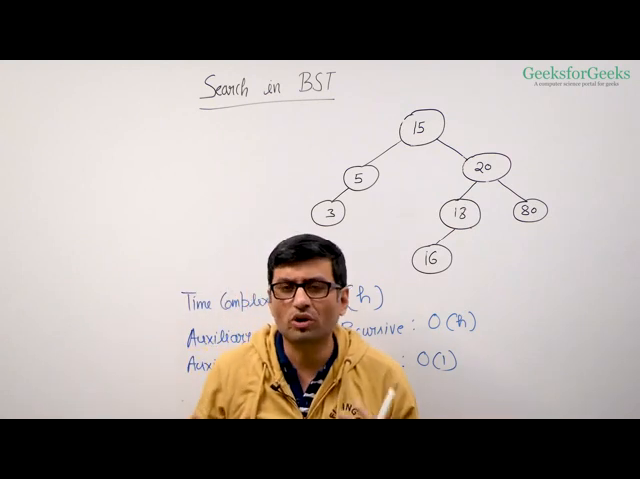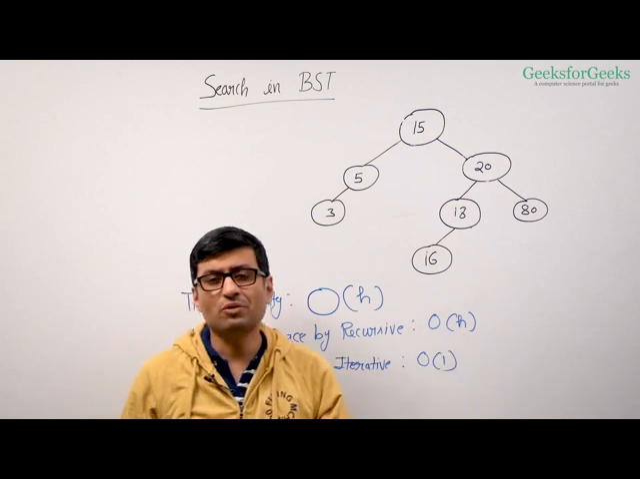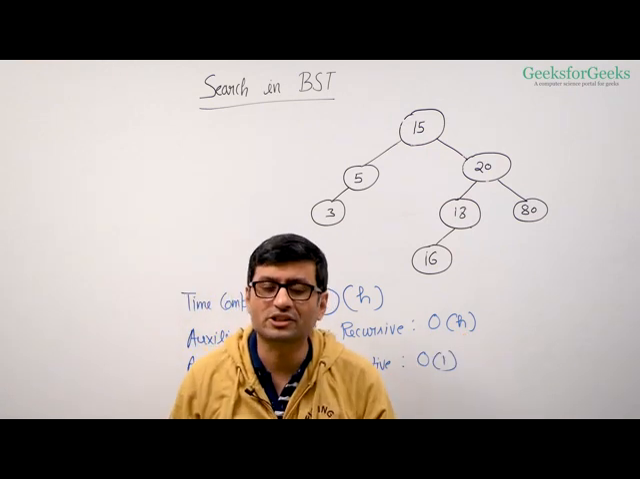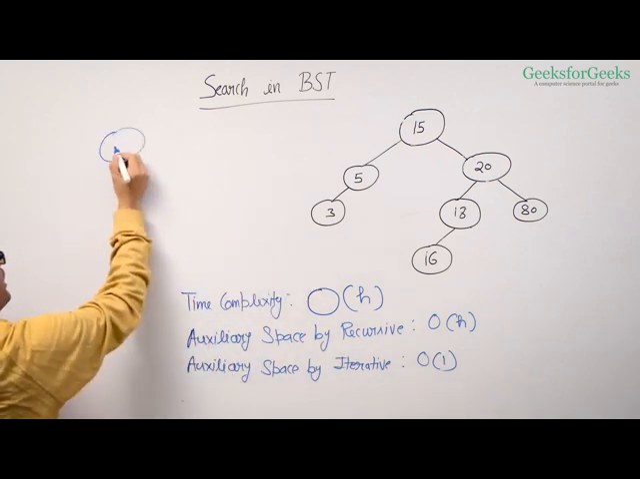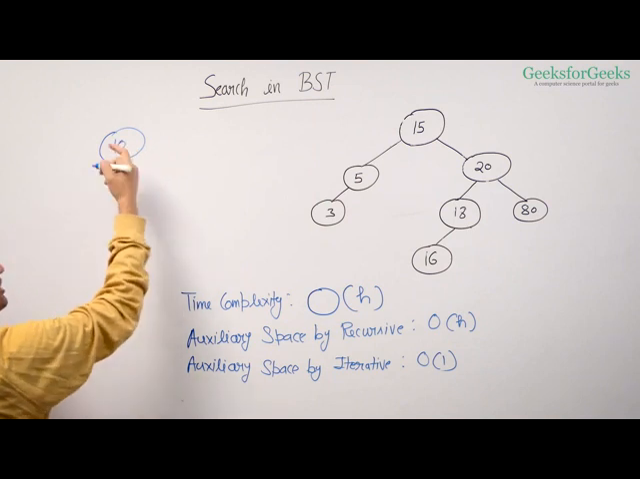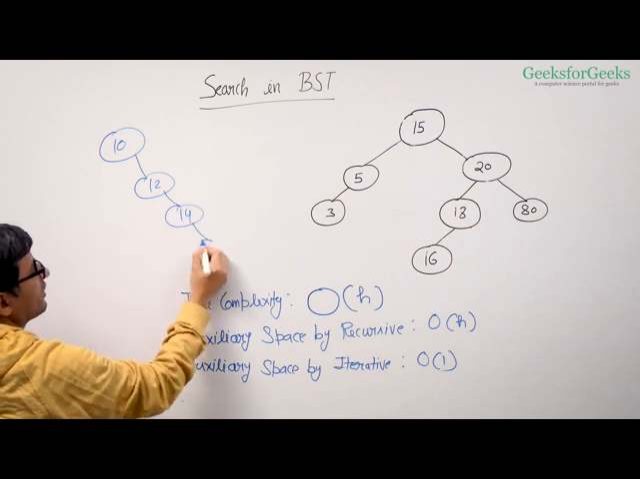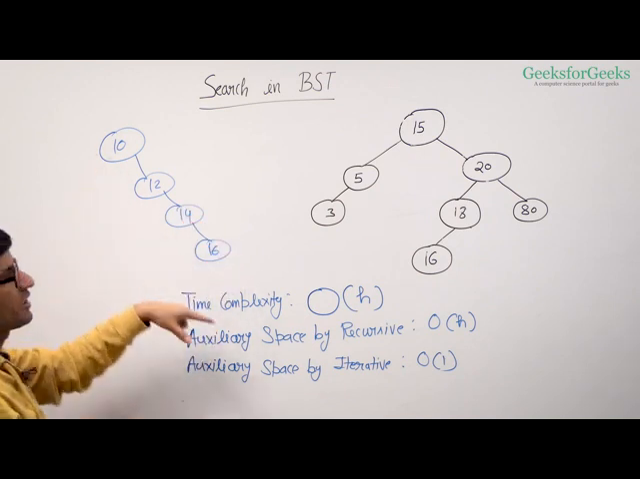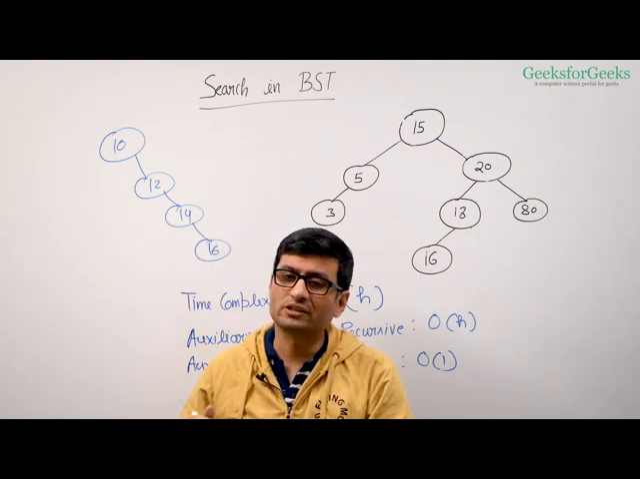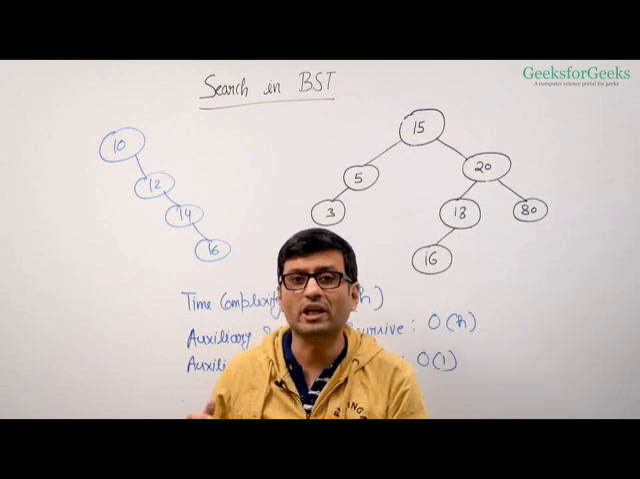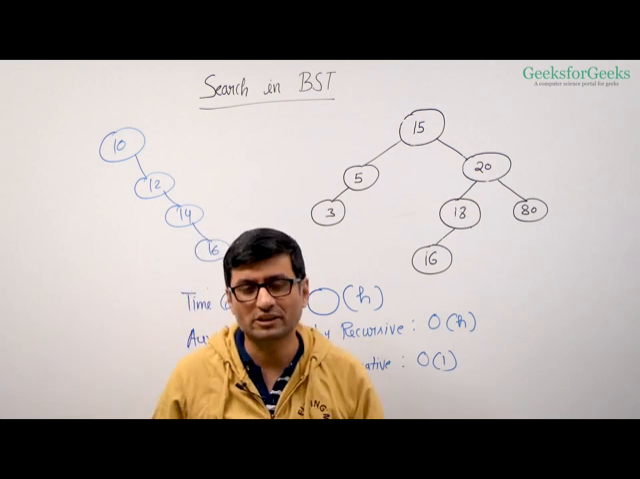Now, one last note about the search function. It is upper bounded by height. And if you have a binary search tree which is not balanced, the height can become n. Suppose you insert in this order: first you inserted 10, then 12, then 14, then 16. So height is actually equal to the number of nodes. So height can become n if your tree is skewed, if it is completely unbalanced. And in the best case, it can become log n when it is balanced.